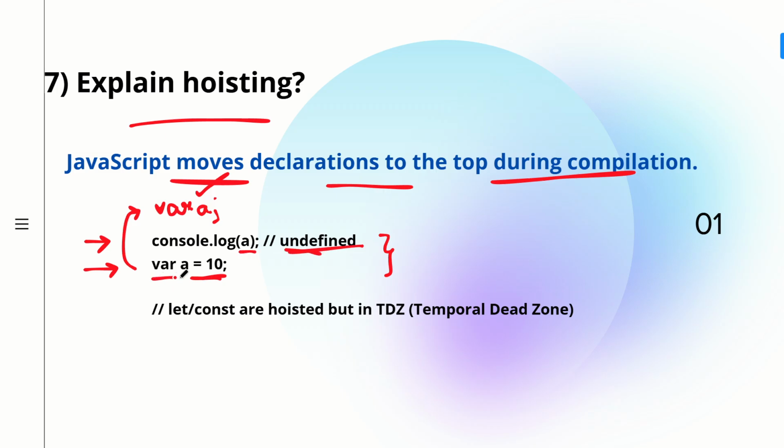So this is with var. But let and const, which were introduced in ES6, are also hoisted, but they are in the temporal dead zone. So you will get a ReferenceError. You will not get an error like this variable is not defined, you will get some other error, the ReferenceError. But yeah, with var you can see the exact hoisting of how hoisting is happening. You don't get any error. With let and const, they are also hoisted, but they are in the temporal dead zone.